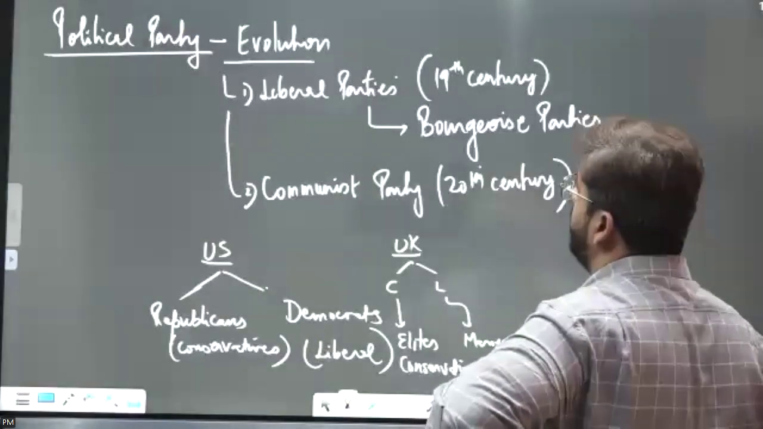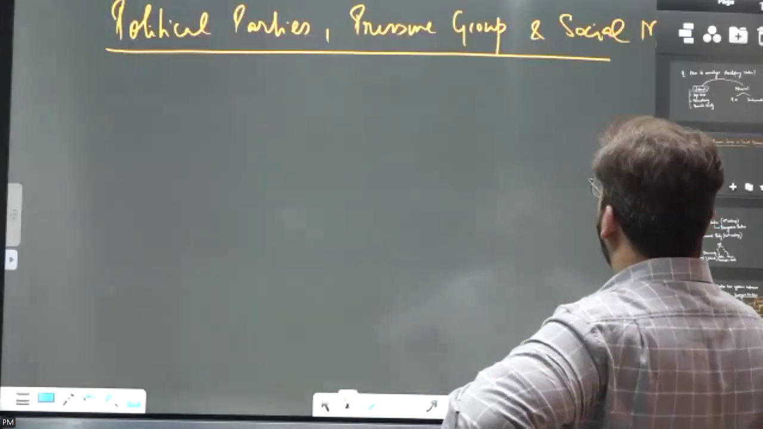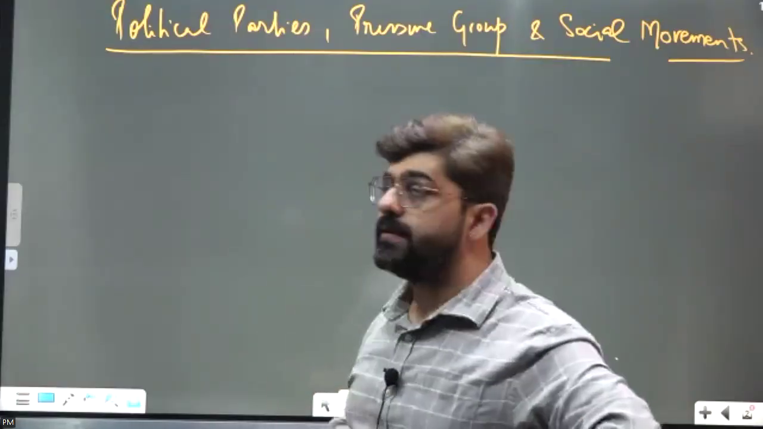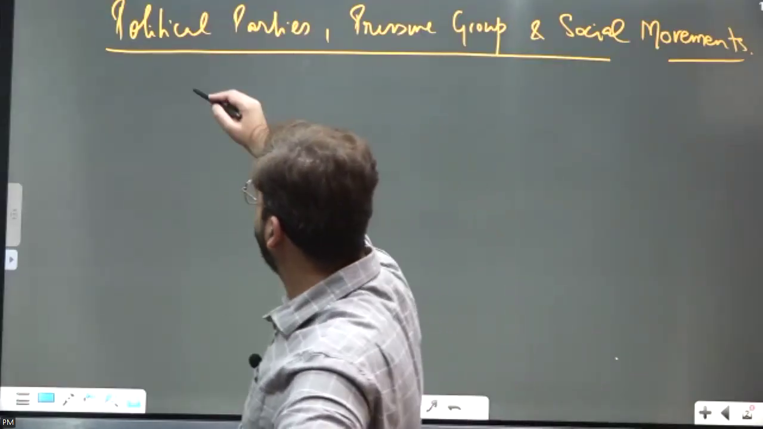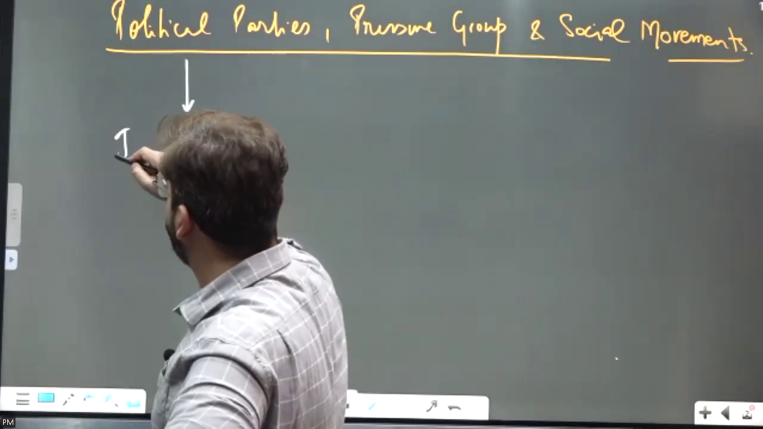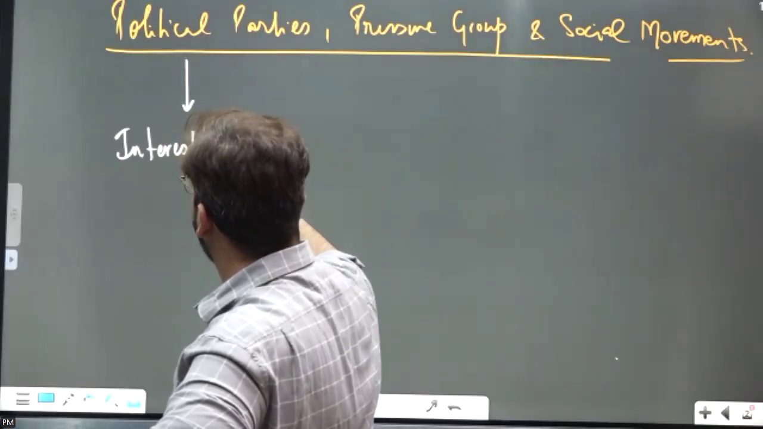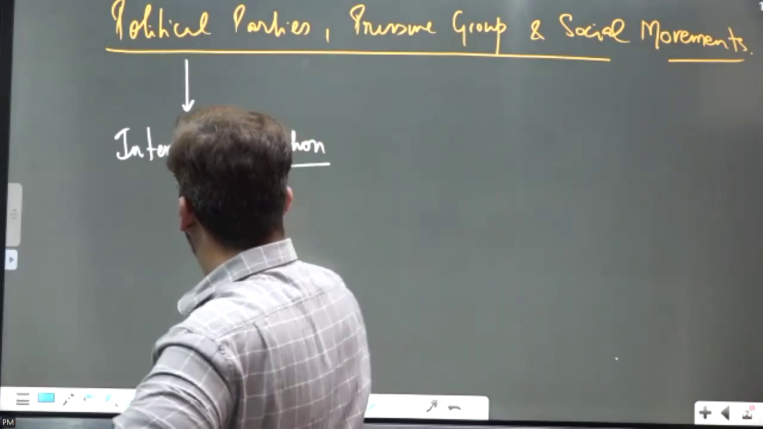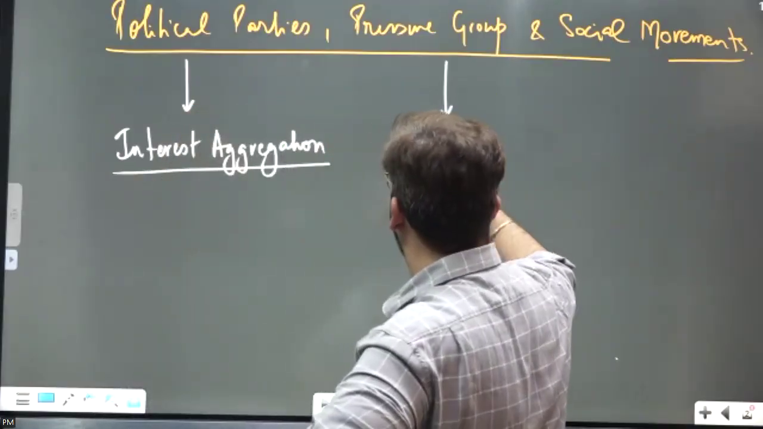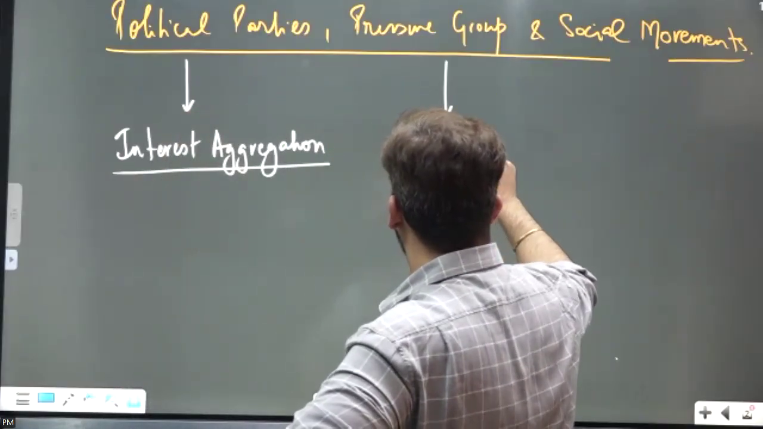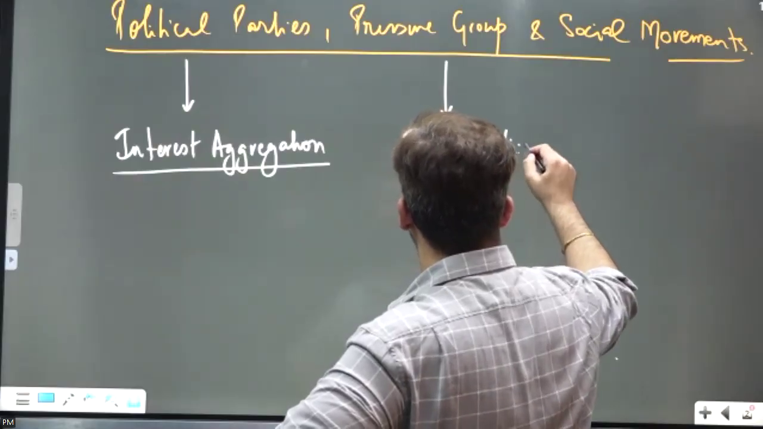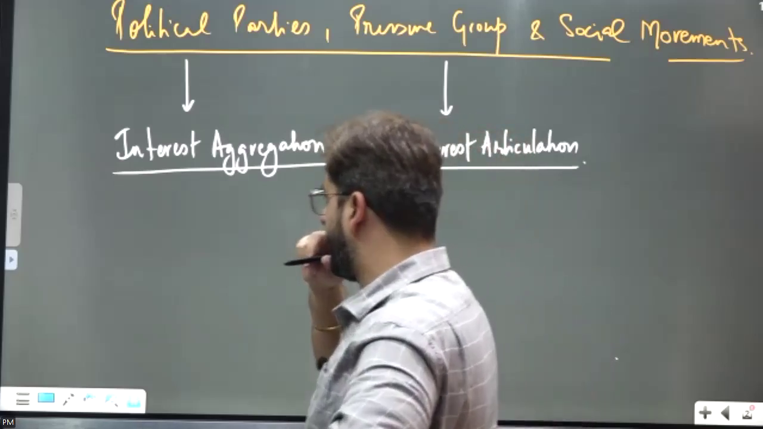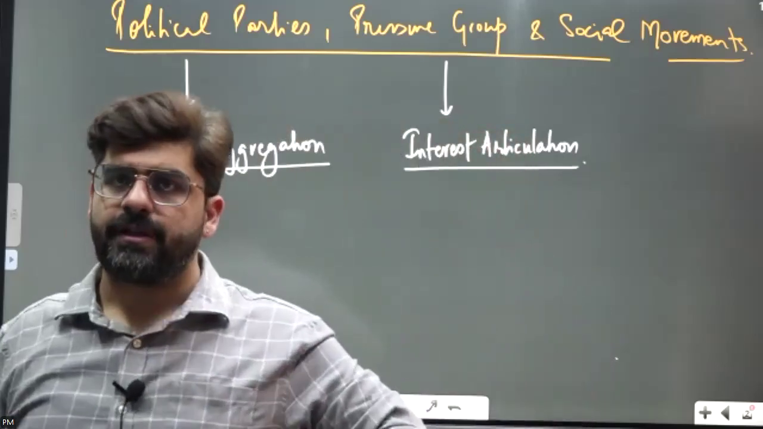Now I want to understand the difference between political parties and pressure groups. Political parties, what is the function which they are doing? Interest aggregation. What is the function which the pressure group is doing? Interest articulation. Interest aggregation versus interest articulation.